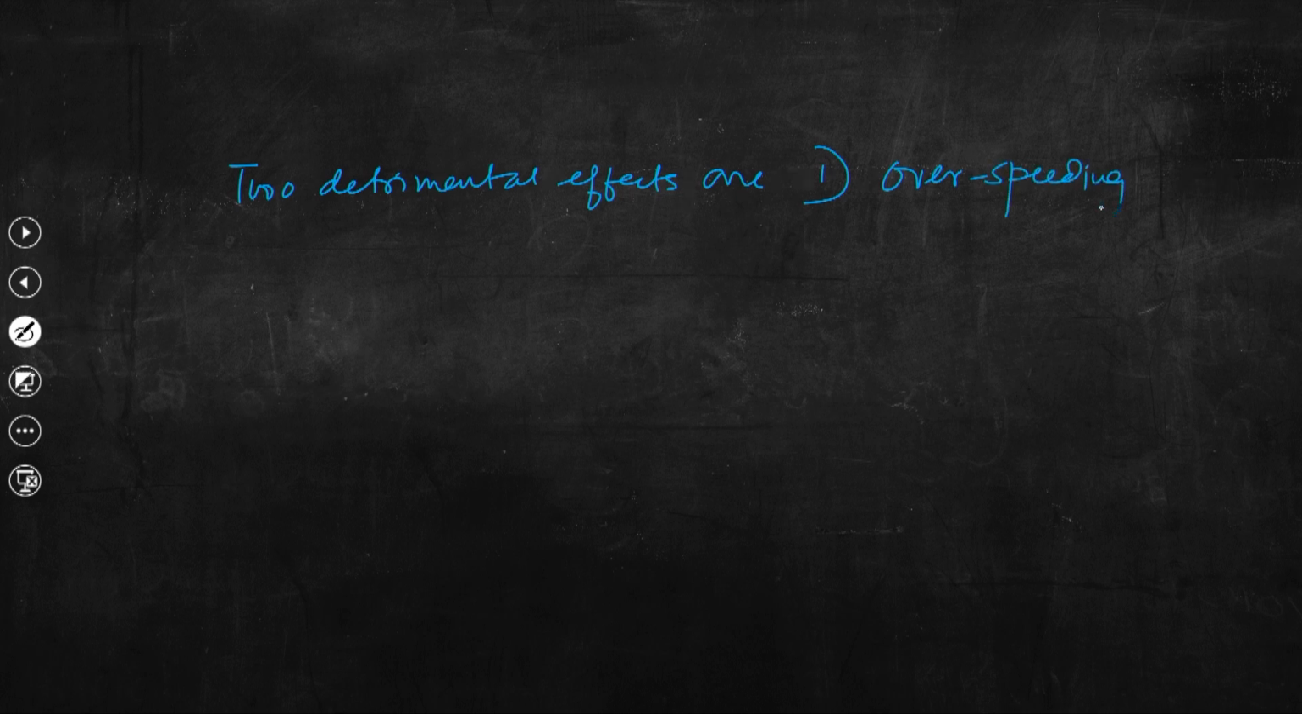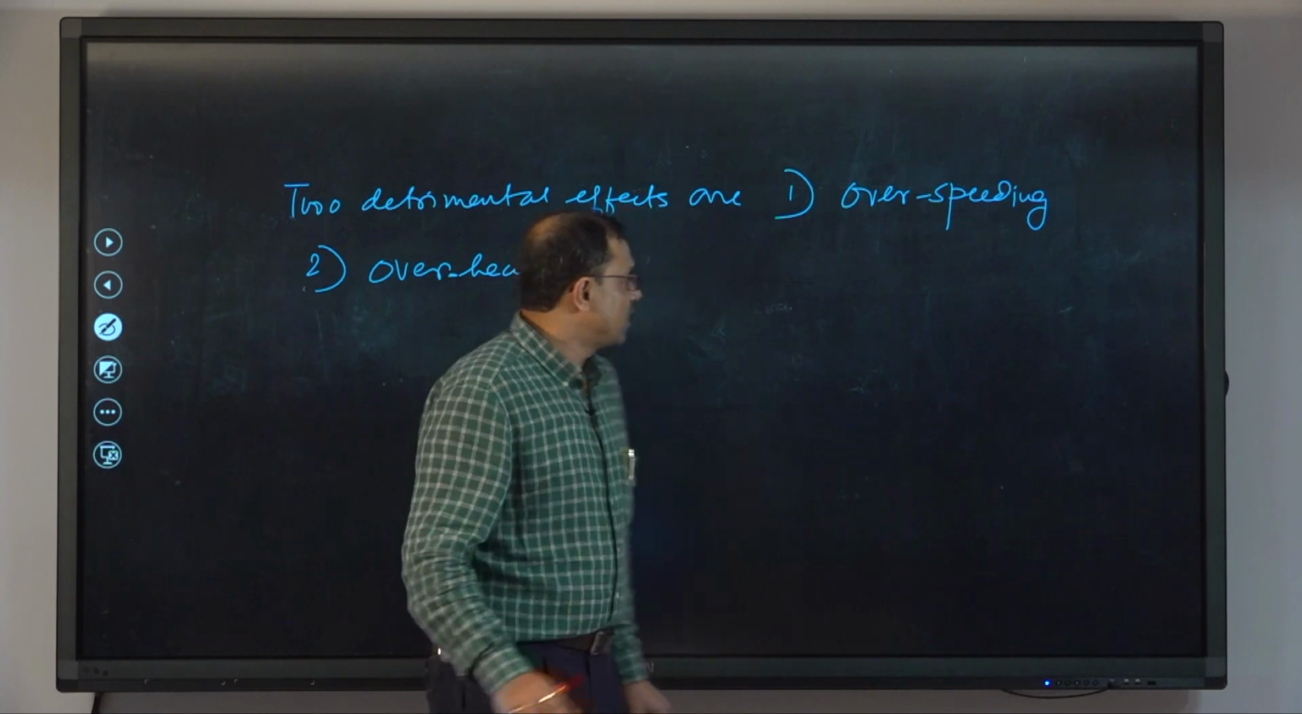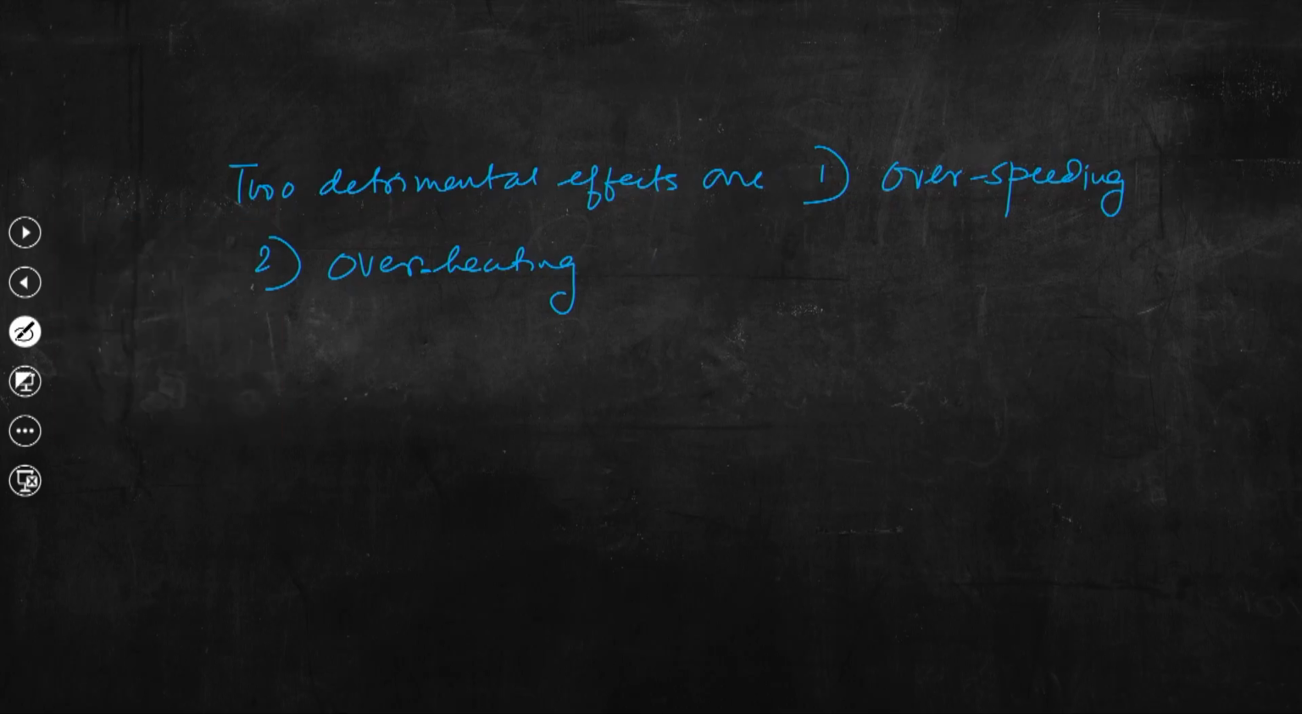If we go to the next slide, the two detrimental effects are: number 1, overspeeding, and number 2, overheating. These two are very important. We shall discuss what these two detrimental effects are. Now, the question is, what is overspeeding?